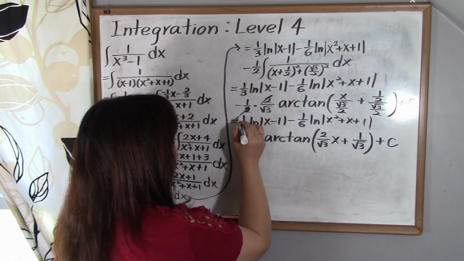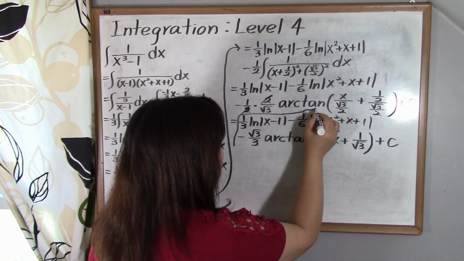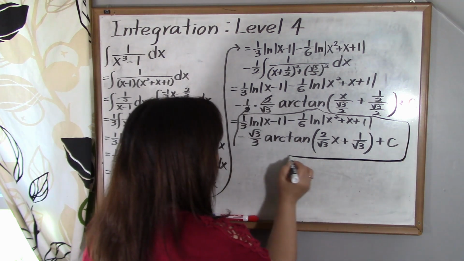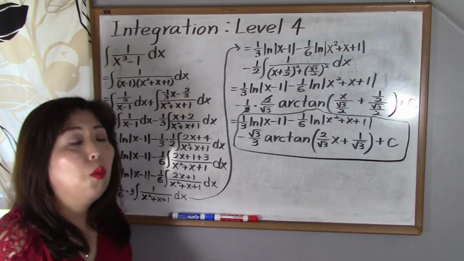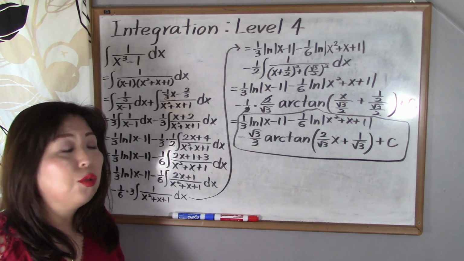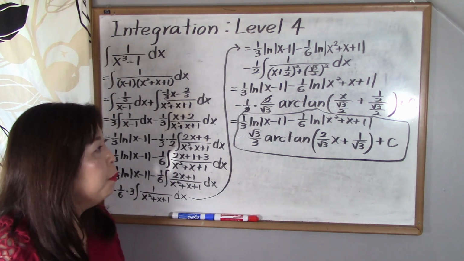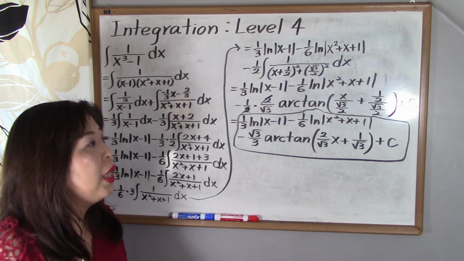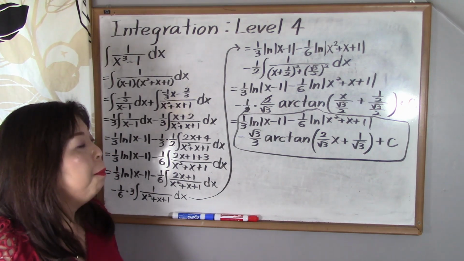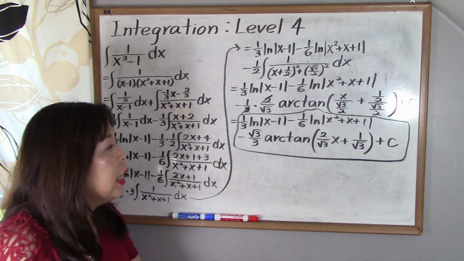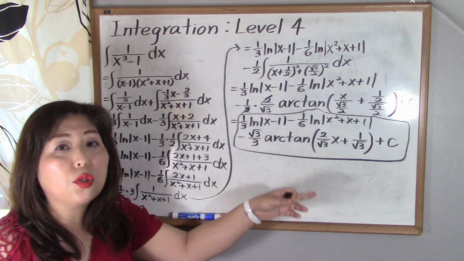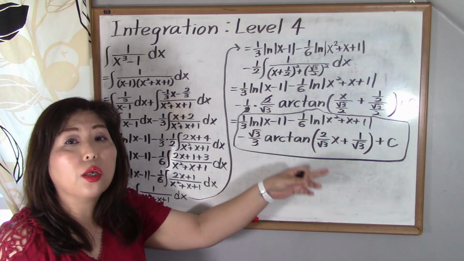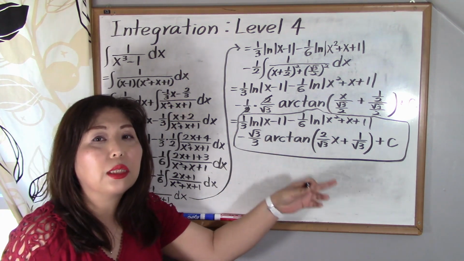So this is it. This is the answer, okay? 1 over 3 ln absolute value of x minus 1 minus 1 over 6 ln absolute value of x squared plus x plus 1 minus square root of 3 over 3 arctangent of 2 over square root of 3 x plus 1 over square root of 3 plus constant c.